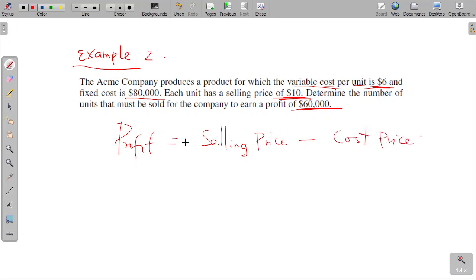Right. Now from here, what is the selling price? Determine the number of units that must be sold. So we don't know the number of units that will be sold. That is what they asked us to find. So let x, again, you can call it y, you can call it z, you can call it n, but normally we use x. Let x be the number of units to be sold.